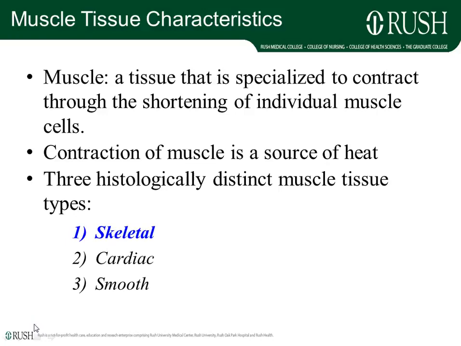Today we're going to look at specifically skeletal muscle, but let's start at the beginning. Remember, muscle is a tissue that's specialized to contract through the shortening of individual muscle cells. This contraction can be a source of heat. Also recall that there are three histologically distinct muscle tissue types or subtypes: skeletal, cardiac, and smooth.